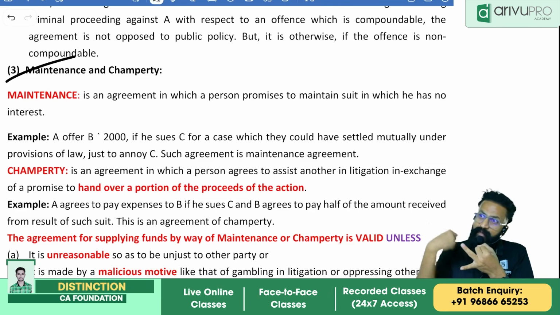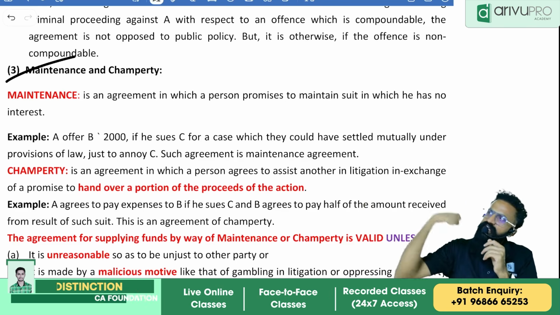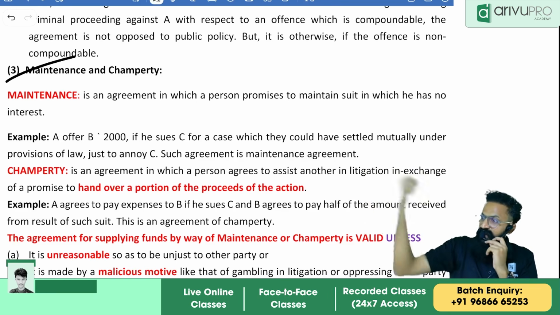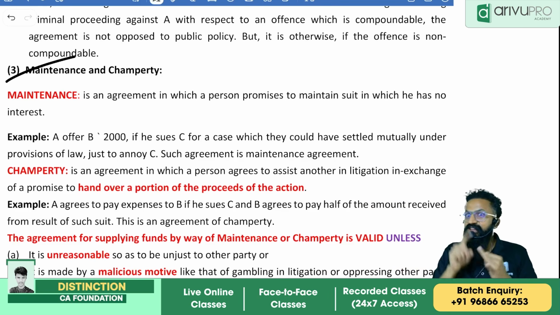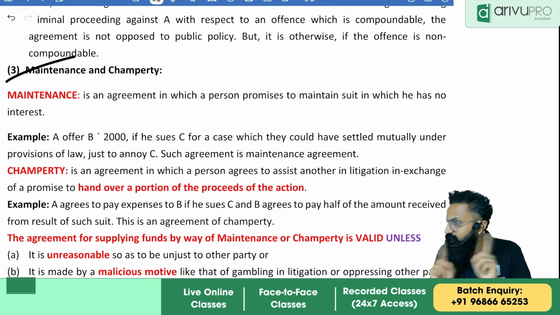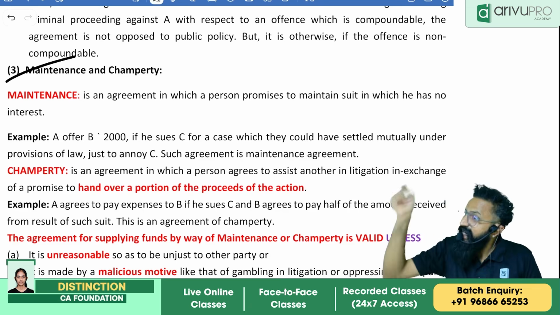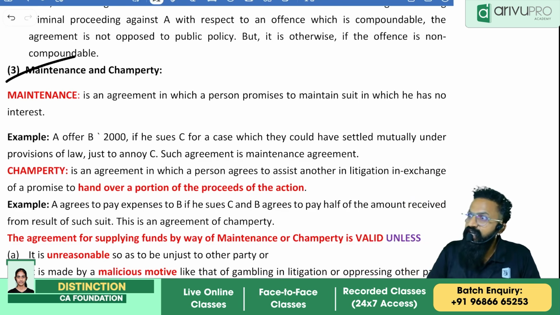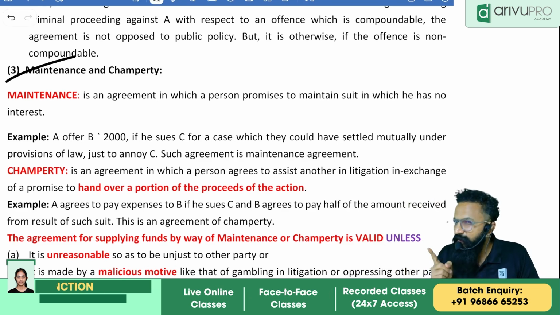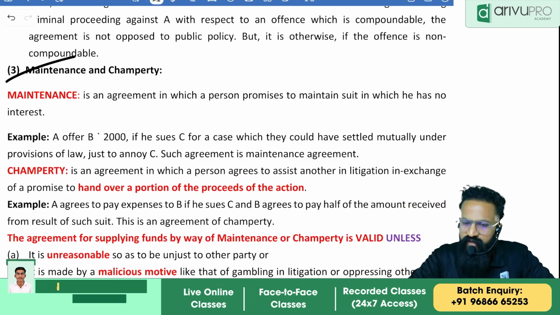Next one, why am I helping you to fight a case on him? Because I don't like him. That's why I'm giving you money to fight a case on him. Such things are also considered as opposed to public policy. So maintenance and champerty by default are not opposed to public policy. If the intention is bad or the return expected is unreasonable, it becomes opposed to public policy. Malicious motive is the word you guys have to write.